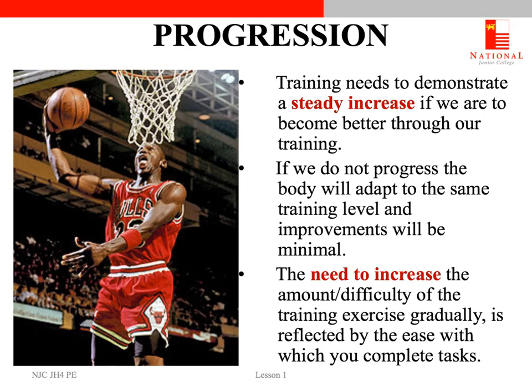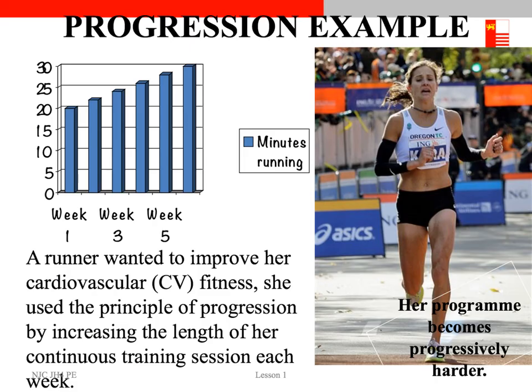The need to increase the amount and difficulty of the training exercise is also reflected by the ease. For example, last month you were struggling to bicep curl 10 kg. You notice that this month you're already doing it easily. Then that's a time where you need to progress. You need to start thinking maybe 12.5 kg, then 15 kg. Once your body can adapt, it's time to progress on to the next stage, the next evolution.